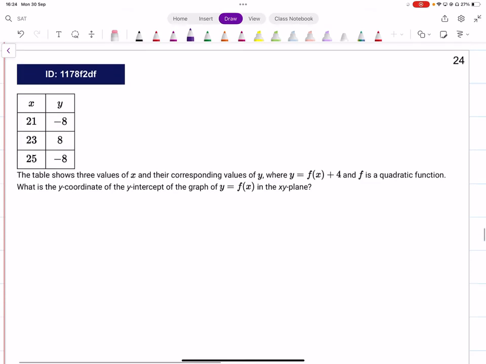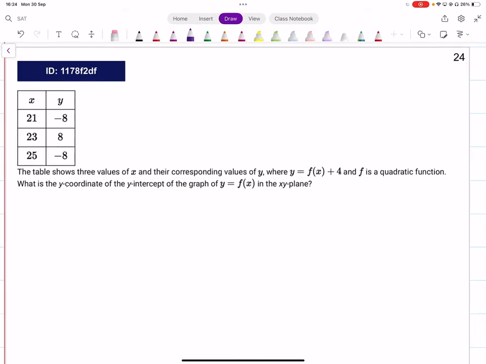All right. The table shows 3 values of x and their corresponding values of y, where y is equal to f of x plus 4 and f is a quadratic function. We know it's a quadratic function. What's the y coordinate of the y-intercept of the graph of y equals f of x in the xy plane? Okay. So we have x and y values, and y is equal to f of x plus 4. And we want to find the y-intercept of y equals f of x.